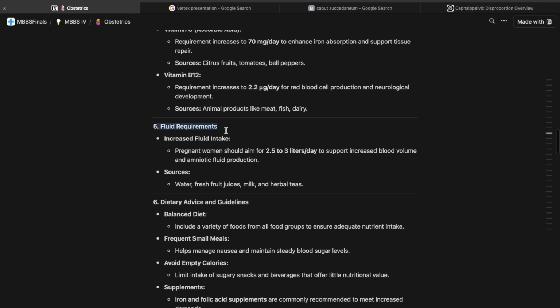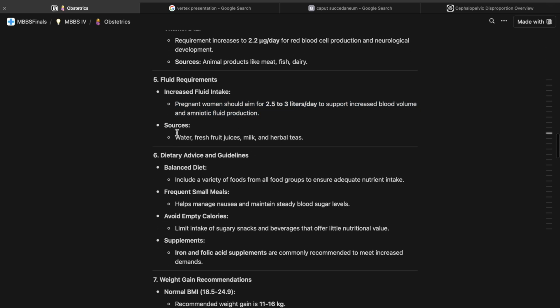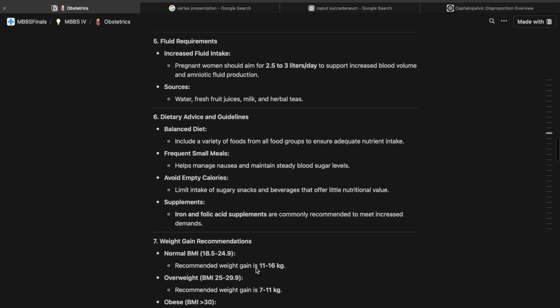Next, coming to fluid requirements. Increased fluid intake is required. This is obvious. Pregnant women should aim for 2.5 to 3 liters to support increased blood volume and amniotic fluid production. Yes, water, fresh fruit juices, milk and herbal teas.